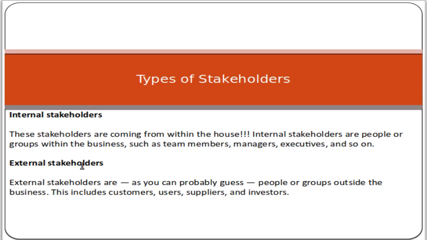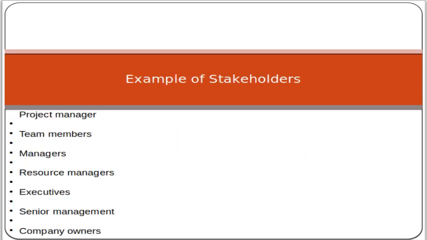The other type is the external stakeholders, who are, as you can probably guess, people or groups of people outside the business. This includes customers, users, suppliers, third party vendors, investors. All those are types of external stakeholders. So basically we have two types, internal stakeholders and external stakeholders. Now the examples of stakeholders.